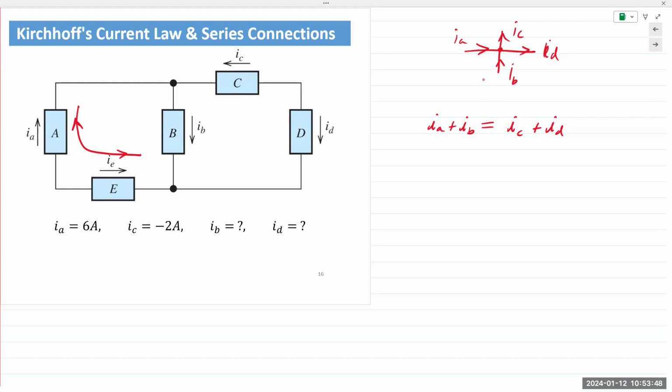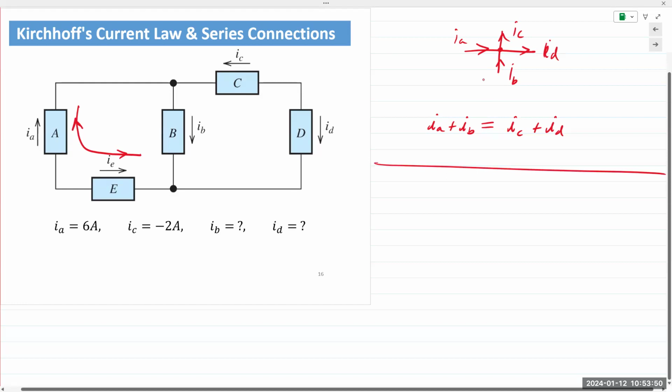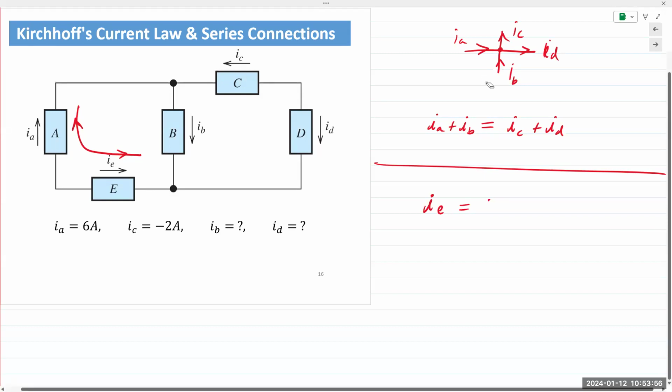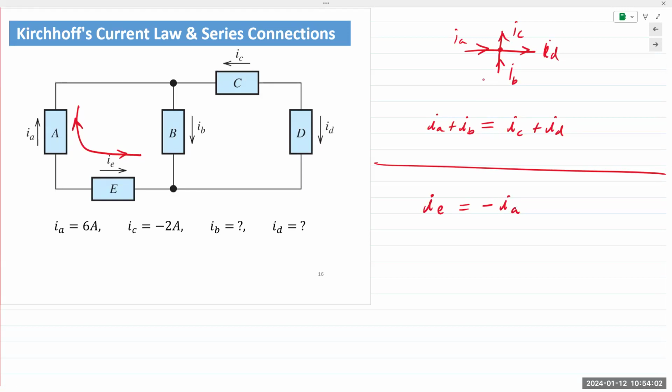Mathematically speaking, I can simply write IE is equal to minus IA. Or IA is equal to minus IE. Doesn't really matter. Whichever equation you choose, you'll end up with the right answer. So minus IA simply means IE is equal to minus 6 amps. That's all. As easy as that.